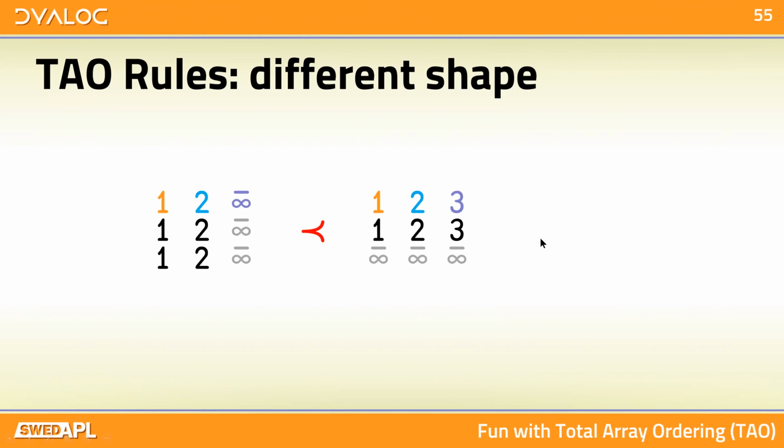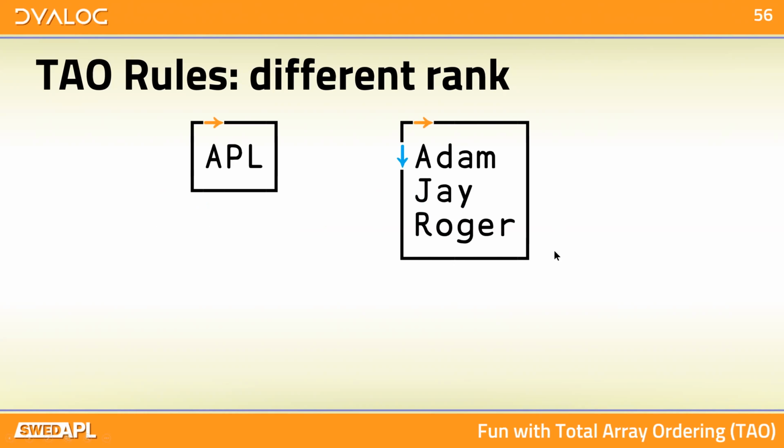Now that's all very nice when they have different shape but the same rank, so we can fill them up to have the same shape. What if we have different rank? So you have a character vector compared to a matrix. What are we going to do? So what we found was that we can amend the shapes until they get the same rank.